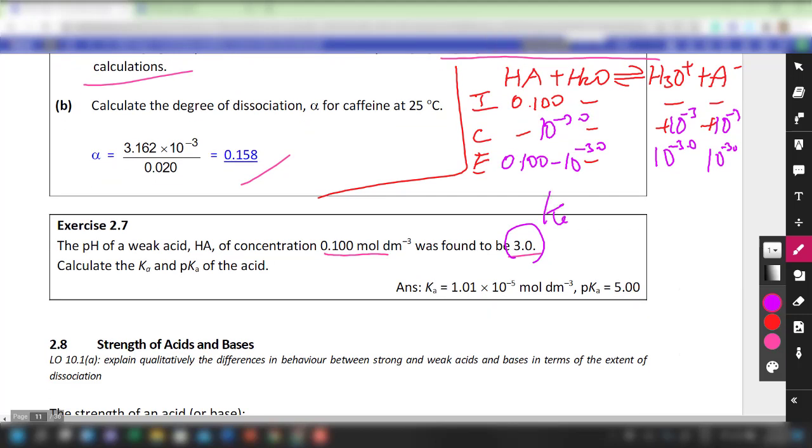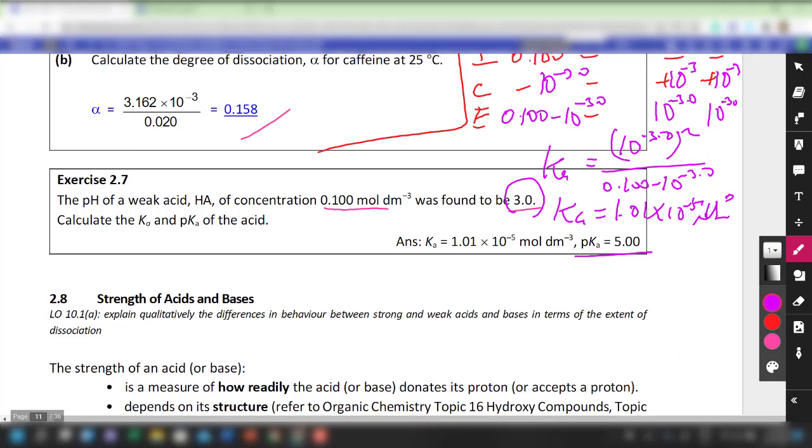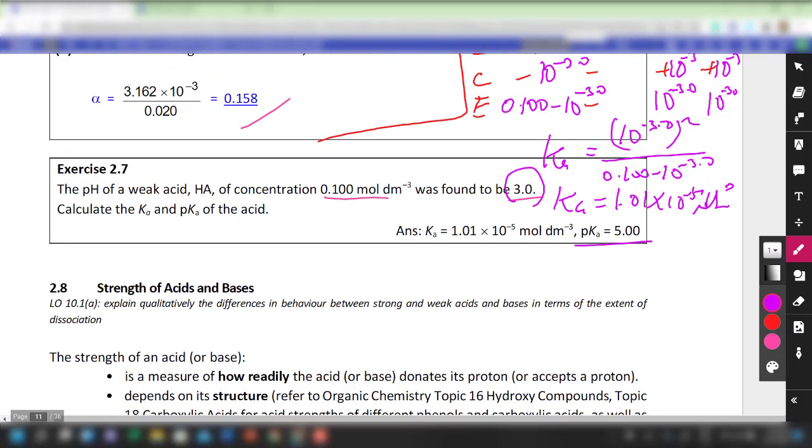From here, Ka will be 10 to the power minus 3.0 squared over 0.100 minus 10 to the power minus 3.0. Punch your calculator, and you should get 1.01 times 10 to the power minus 5 moles per dm cube. Then pKa can be obtained quite easily. pKa is just the negative log base 10 of the Ka value, so for 1.01 times 10 to the power minus 5, I will get 5.00.